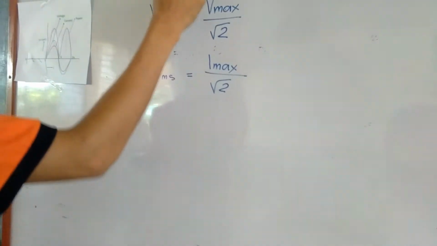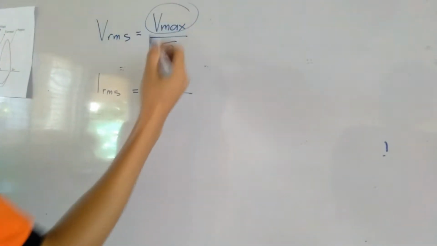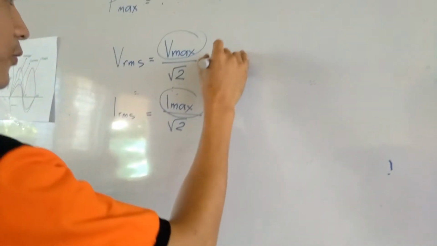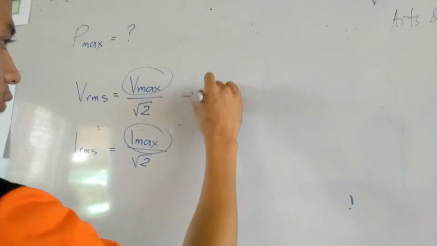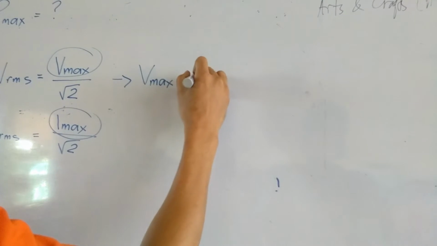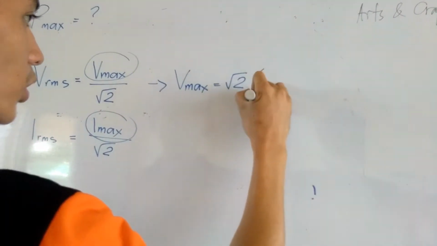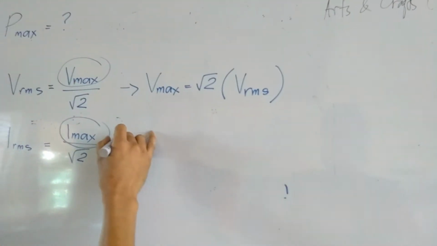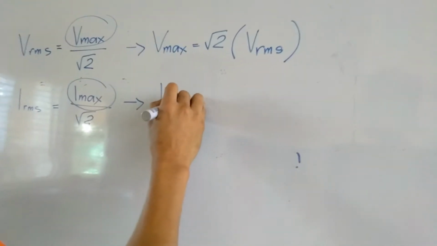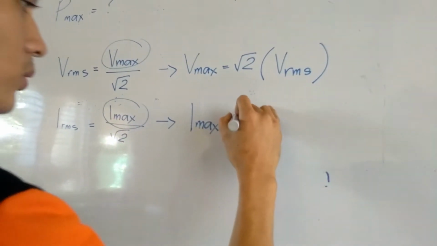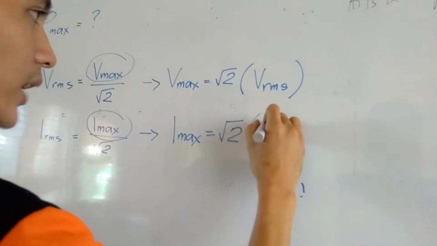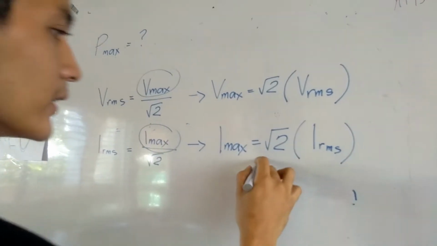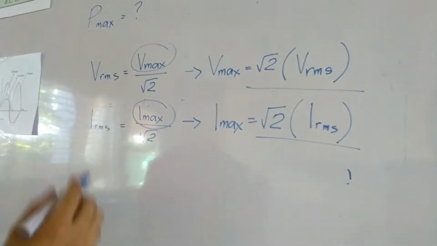To get the P maximum, we need to get the maximum voltage multiplied by the maximum current. So we first derive the formula for V max. V max would be equal to square root of 2 multiplied by VRMS. And for I max, it would be equal to square root of 2 times IRMS. So we'll plug in the following formulas.